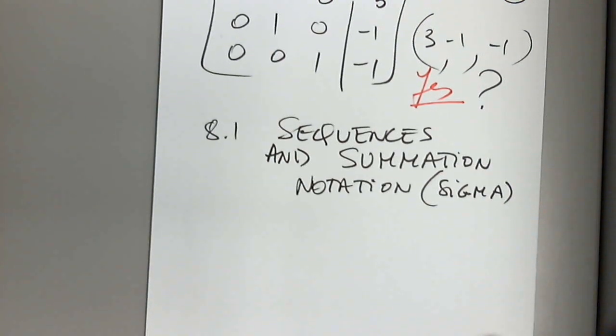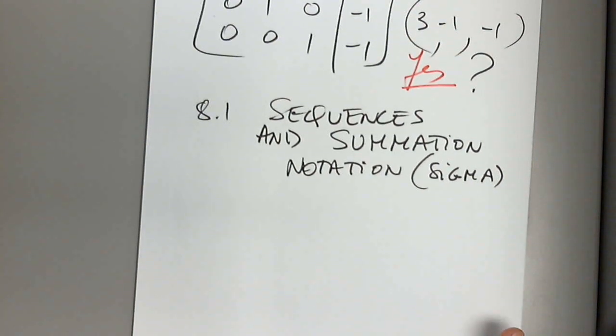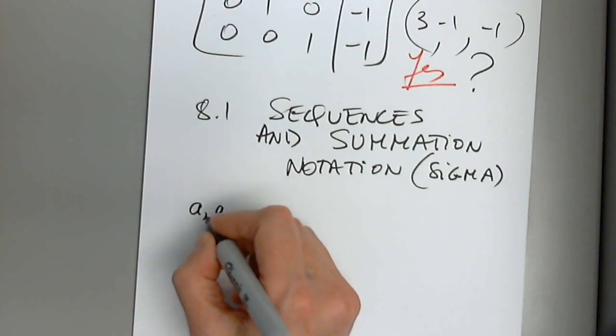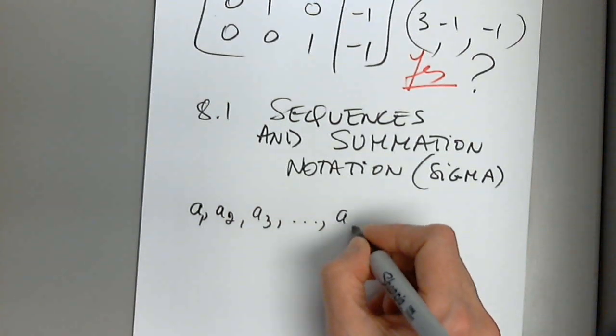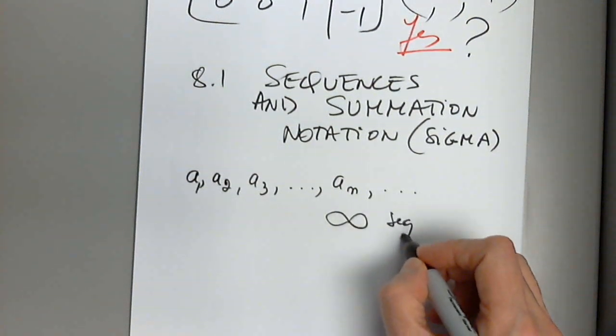So what is a sequence? It's basically a function between natural integers. So like, for example, a1, a2, a3, dot, dot, dot, an, dot, dot, dot. This is an infinite sequence of numbers.